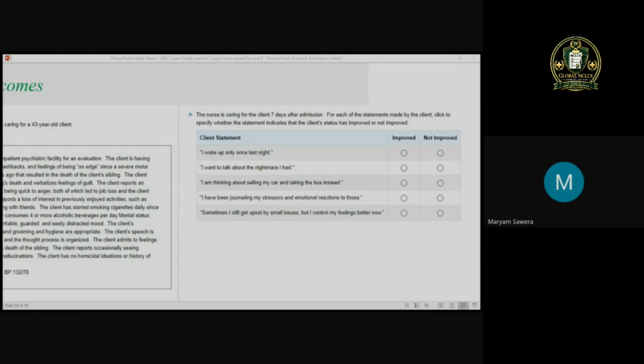Because he is not coping with the past event. Very good. So it means not improved. Yes, he or she is still blaming the situation. Please memorize the key: the motor vehicle collision accident leads to the death of his sibling.